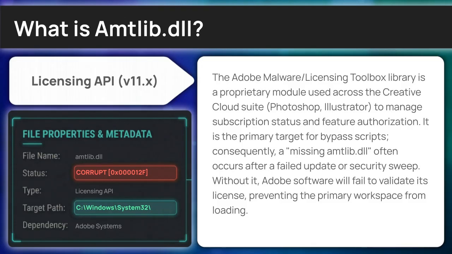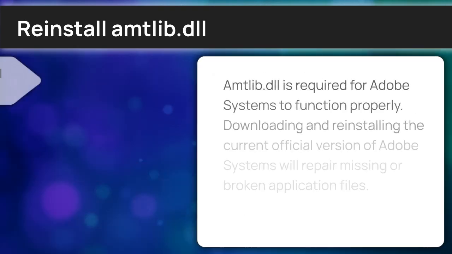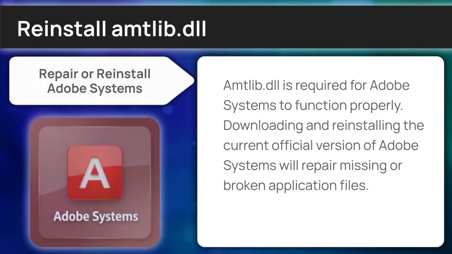Now that we've covered what the file does, let's jump into our first fix. Amtlib is required for Adobe Systems to function properly. Downloading and reinstalling the current official version of Adobe Systems will repair missing or broken application files.